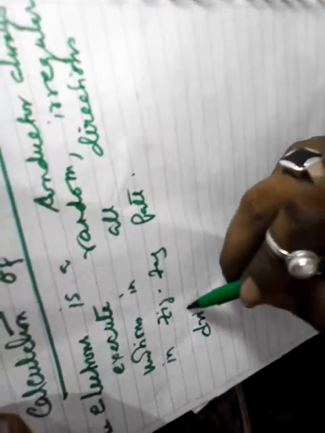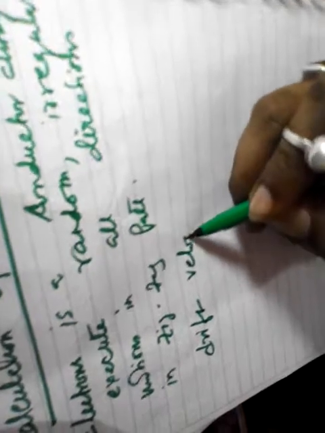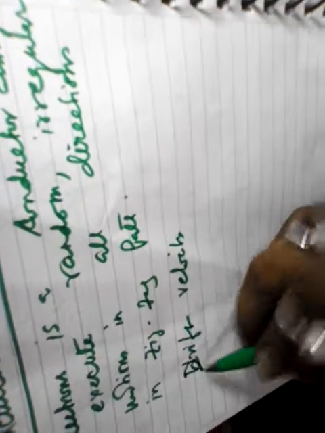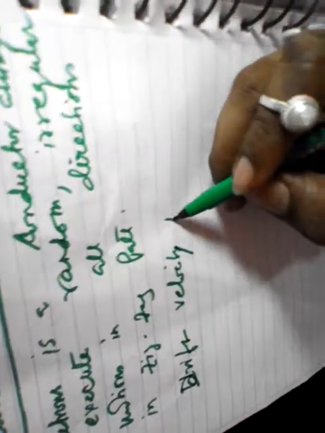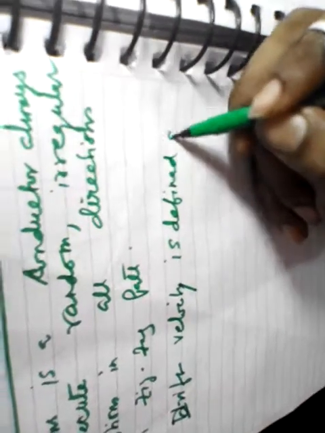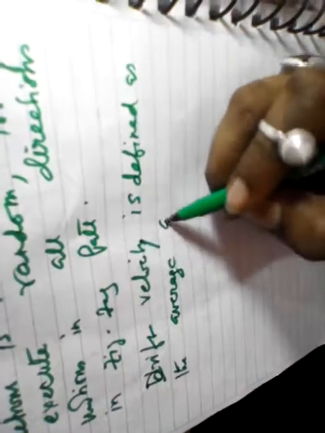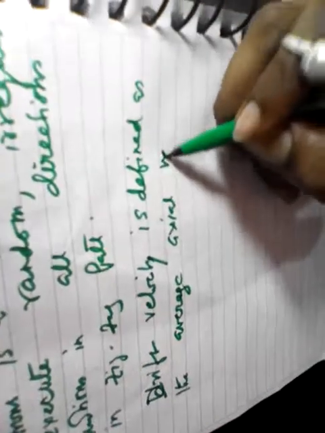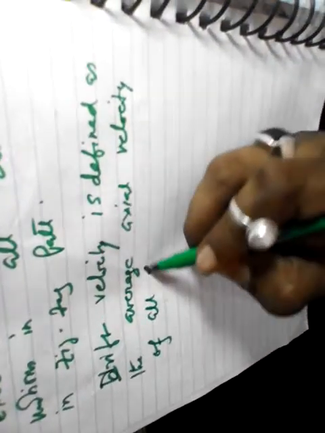Drift velocity is defined as the average axial velocity of all electrons confined in the conductor.